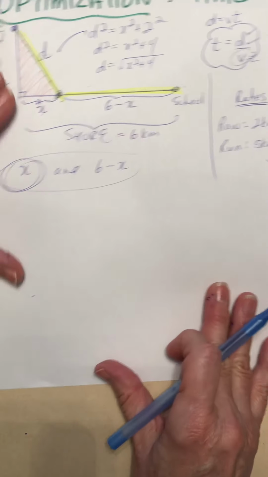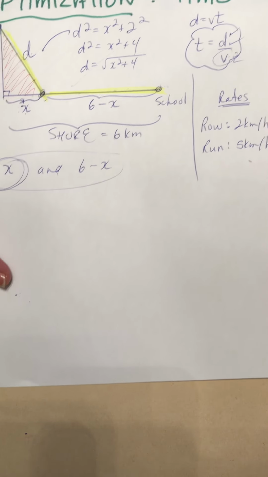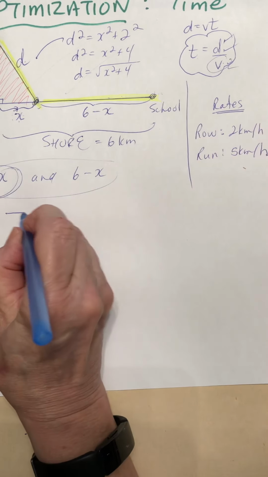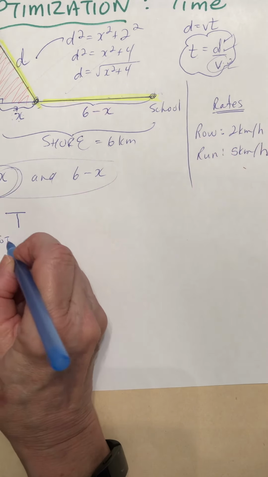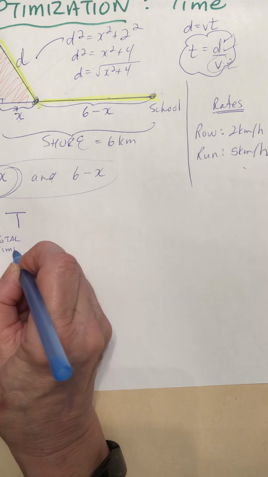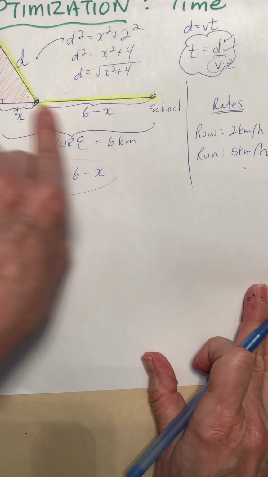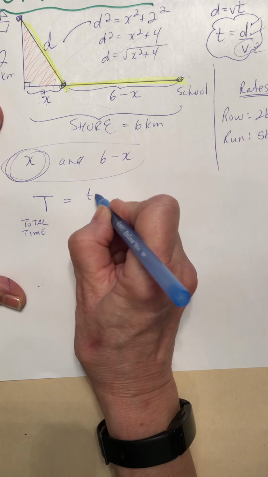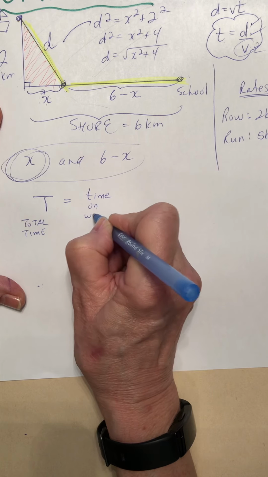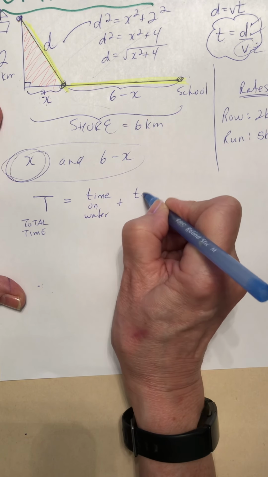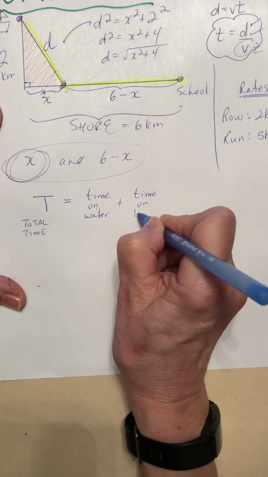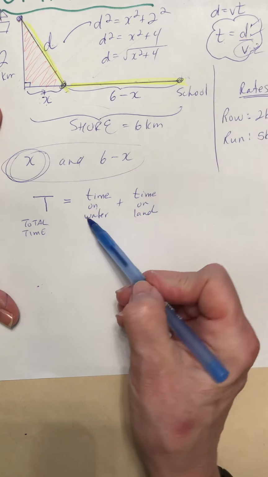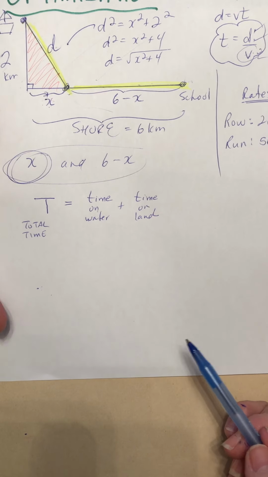So now I'm going to put together my formula for total time. So time is typically lowercase t. I'm going to use a capital T, just so that it's now standing for my total time for this total trip, because there are 2 different legs to this trip. So my total time will come from the time it takes for me on water plus the time it takes for me on land. So if I do this and get expressions for time for each of these scenarios, then I can find the derivative.